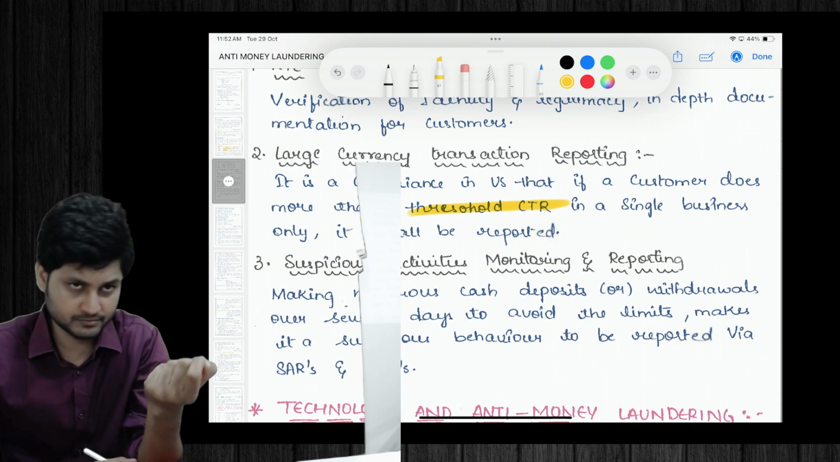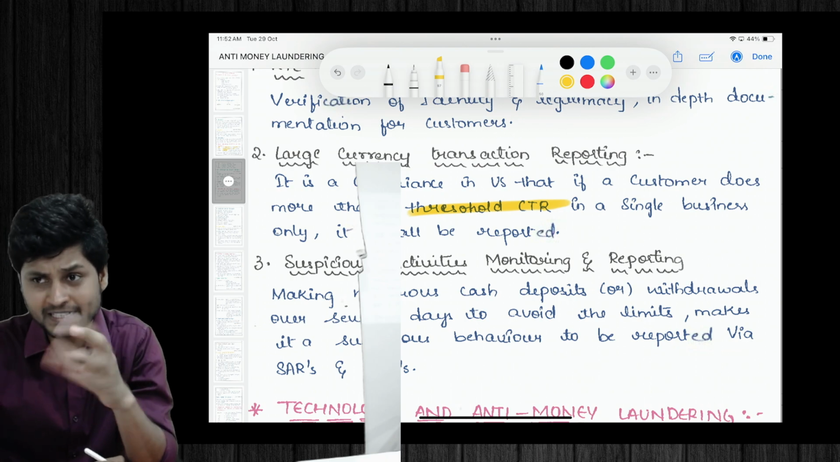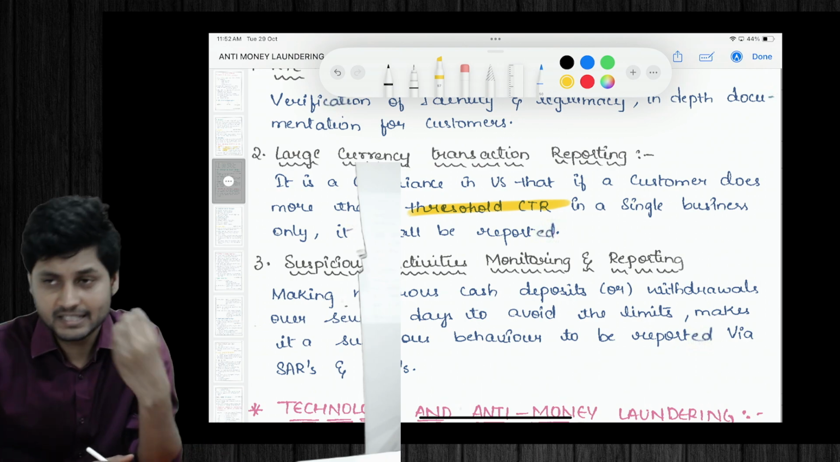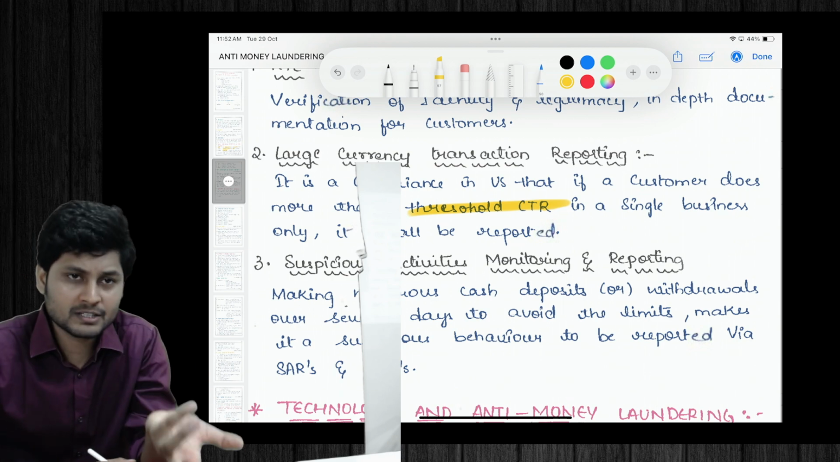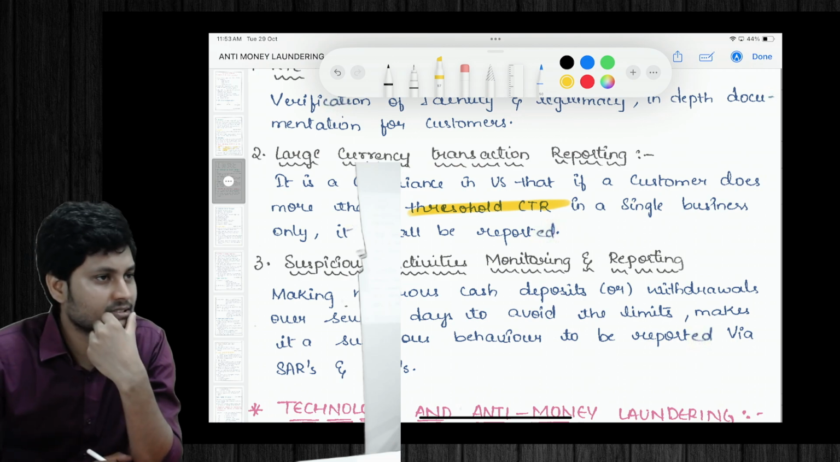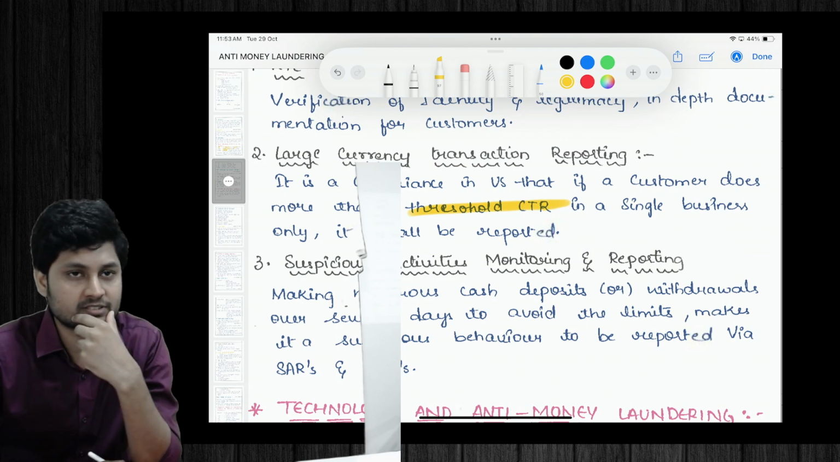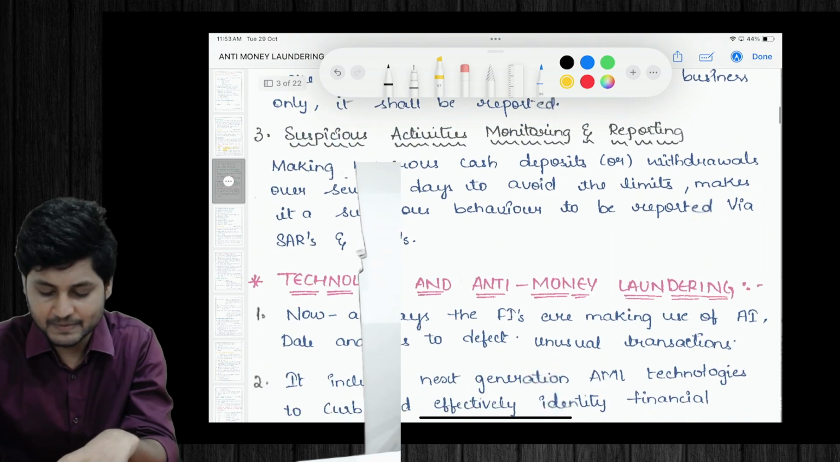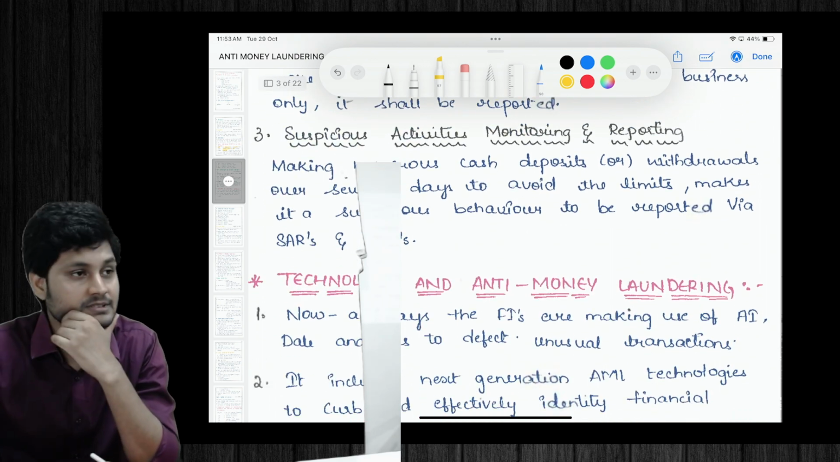So there will be a threshold, and the threshold will be different for different countries. In India, it may be 1 crore. In foreign countries, it may be a separate amount, right? A different amount. So it all depends upon the CTR rules. Okay. Next one, suspicious activity monitoring and reporting.